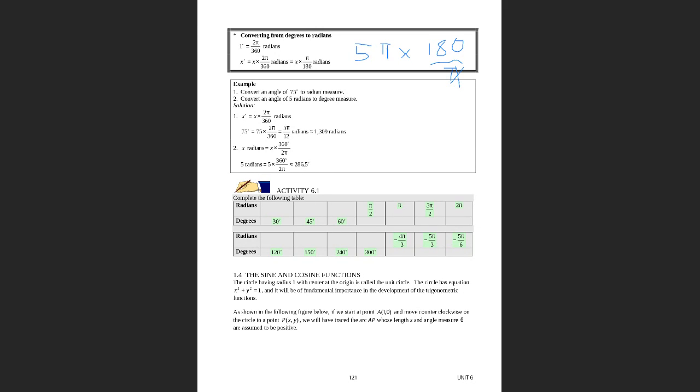So pi can cancel this one, and you can multiply 5 times 180, and you have your angle in degrees. Then you can have your angle in degrees.